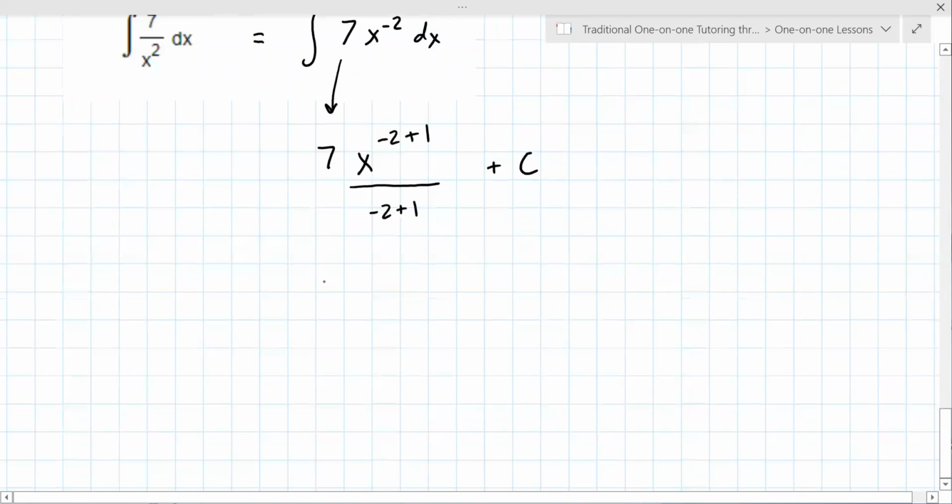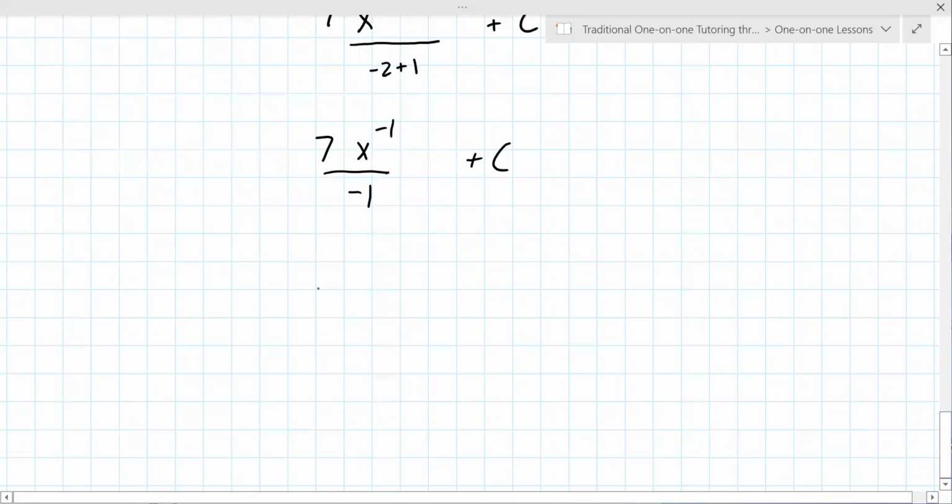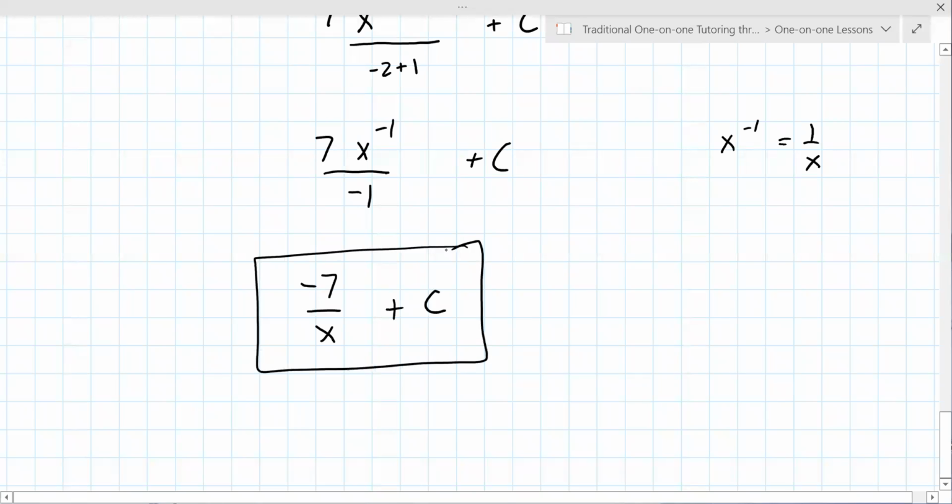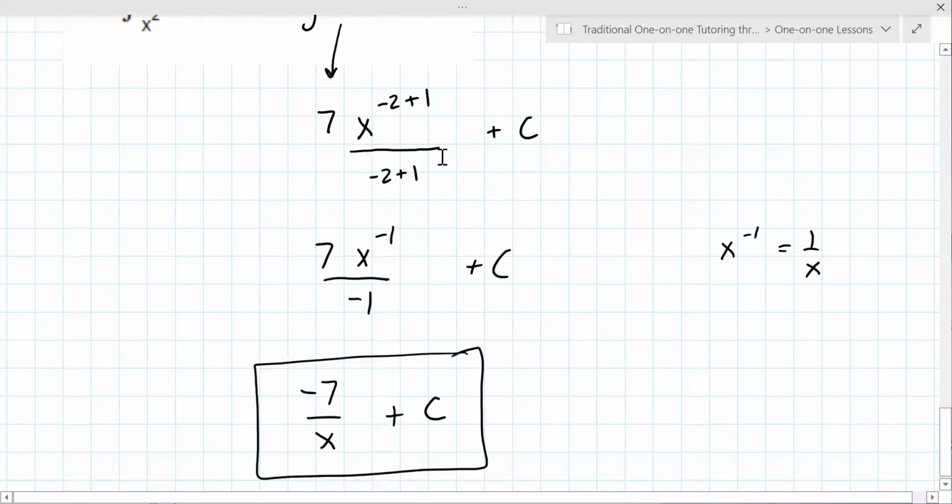So -2 plus 1 is -1, over -1, plus c. So what you can do is the 7 and the -1 can go together. And if you recall, x to the -1 is 1 over x. So you can go 7 over x plus c as your final answer. A lot of stuff from previous courses synthesizing here, but you could also, again, enter it in one of these other lines and be correct.